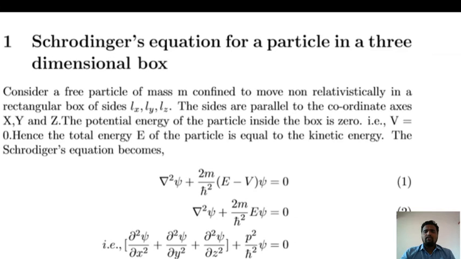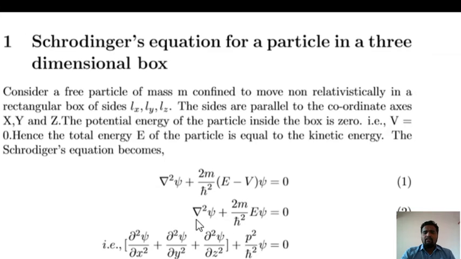The Schrodinger equation becomes del square psi plus 2m by h cross square (E minus V) psi is equal to 0. Here, you have to substitute V equal to 0. So if you substitute V equal to 0, the Schrodinger equation 1 will become del square psi plus 2mE by h cross square psi equal to 0. We consider that as equation number 2.